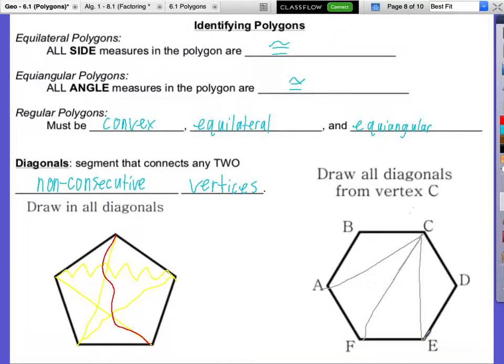That's enough. How many diagonals go from vertex C? 3. Trace. Okay, questions on that?